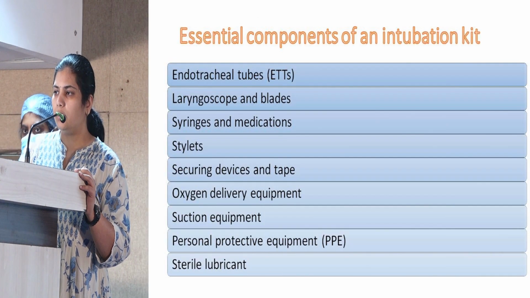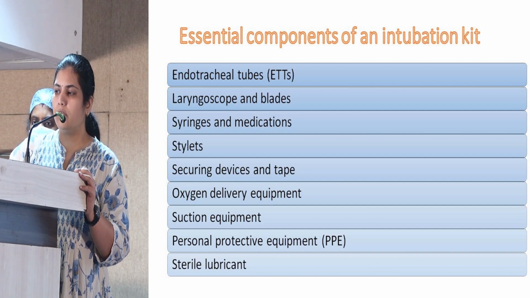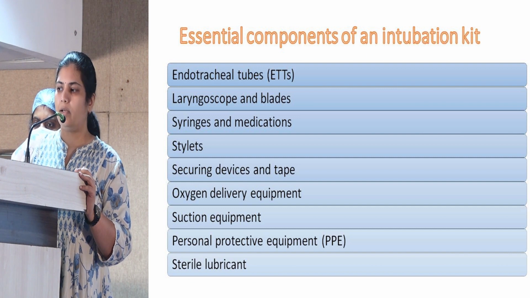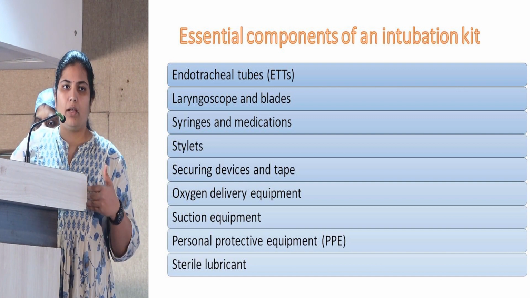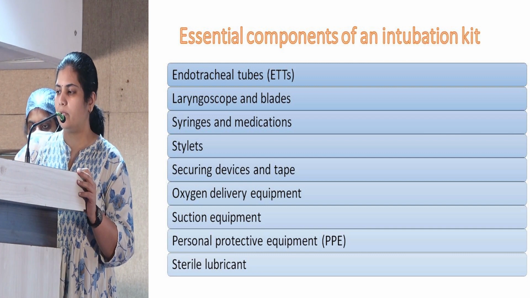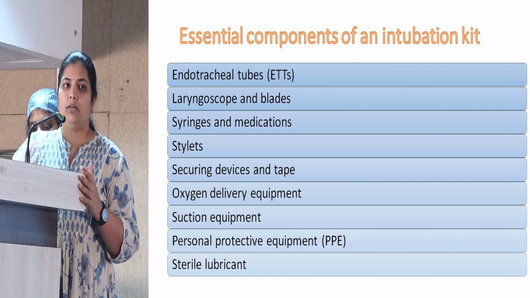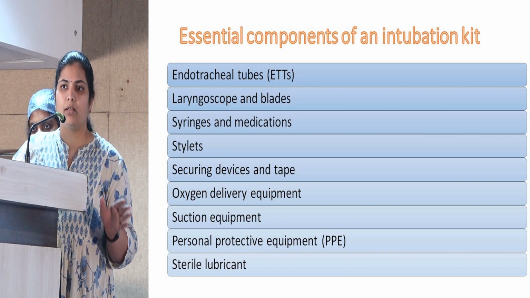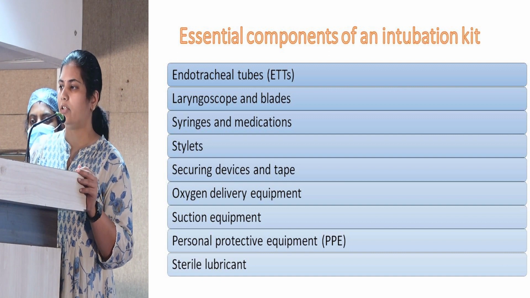So the summary of equipment which should be there: first, appropriate size endotracheal tubes, laryngoscope and blades, syringe and medications, stylet and bougie, securing devices including tape, oxygen delivery equipment, suction equipment, personal protective equipment like gloves, and if in COVID patients, other personal protective equipment, and sterile lubricants like jelly. In addition to all this, we have to keep ready the ventilator and tubes, including settings for that particular patient.